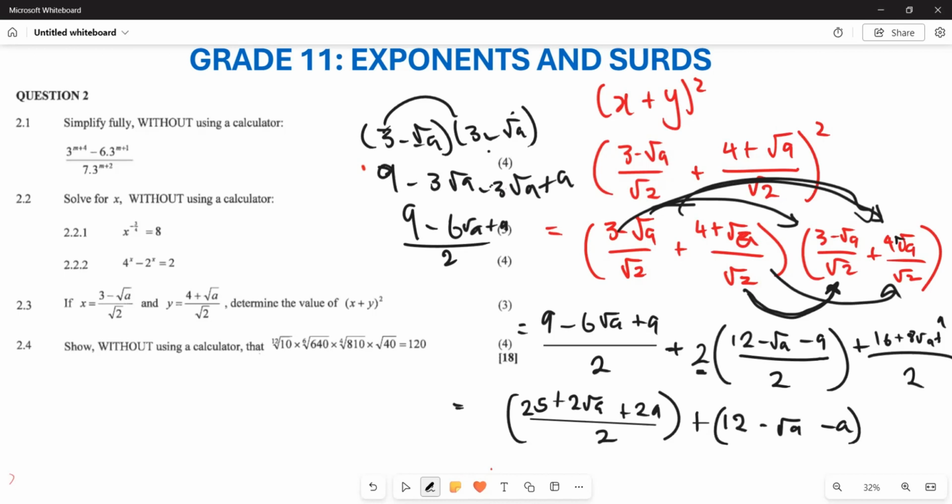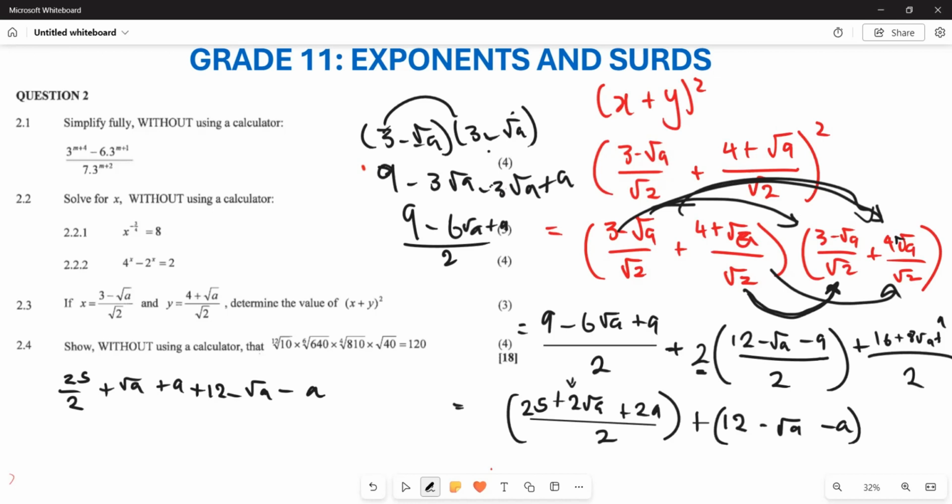So this is going to be the same as what? If you divide by 2 everywhere here, this is going to be 25 over 2 plus what? Can you see that the 2 here and the 2 here are going to cancel each other, right? So you are going to have 25 over 2 plus root a. The 2 here are going to cancel each other, so this is going to be plus a, plus 12, subtract root a, subtract a. Altogether, that is going to be that now.